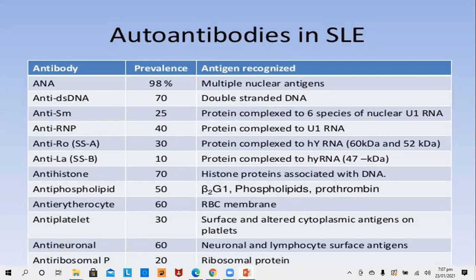Different antibodies in SLE. Anti-nuclear antibody has a prevalence of 98%. Anti-dsDNA 70%. Anti-Sm 25%. Anti-RNP 40%. Anti-Ro 30%. La 10%. Anti-histone 70%. Anti-phospholipid 50%.